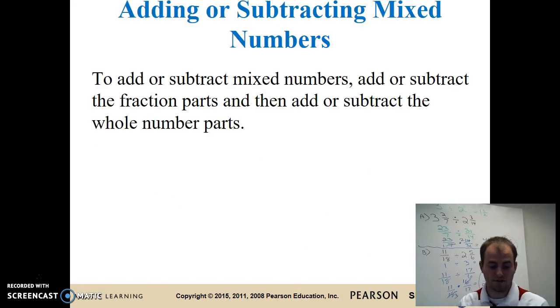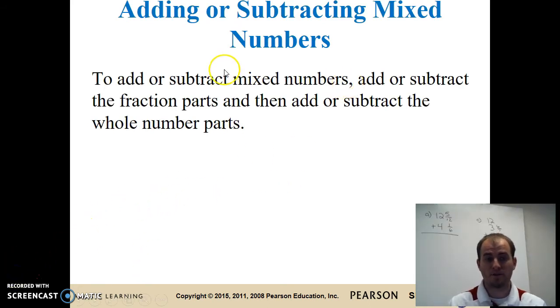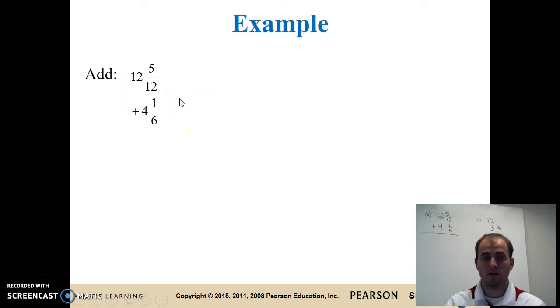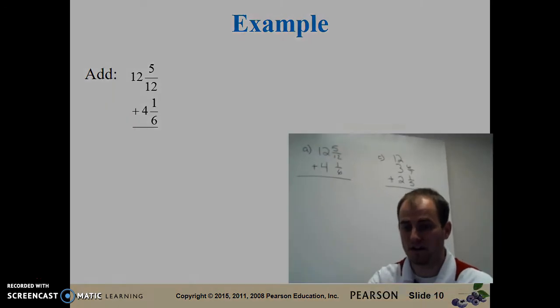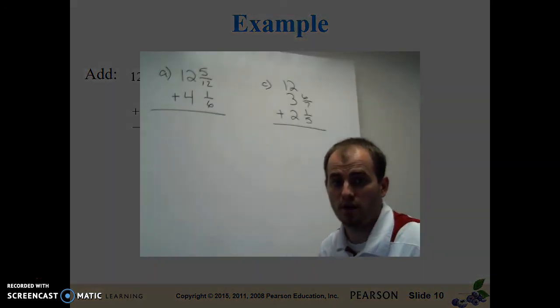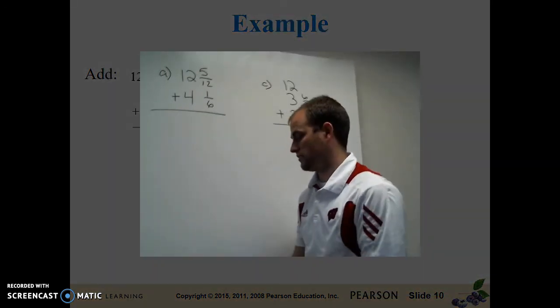Let's move on to how to add and subtract mixed numbers. To add and subtract mixed numbers, you do not have to convert them to improper fractions. You can if you'd like, but it's a lot more work than just adding their whole number parts and adding their fraction parts. Okay, so let's look at letter A on your handout. 12 and 5/12 plus 4 and 1/6.